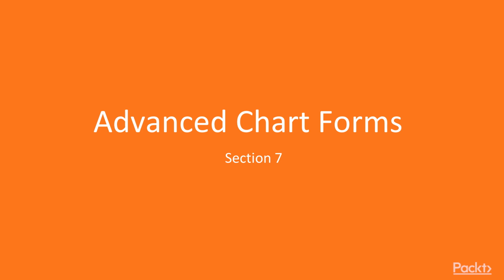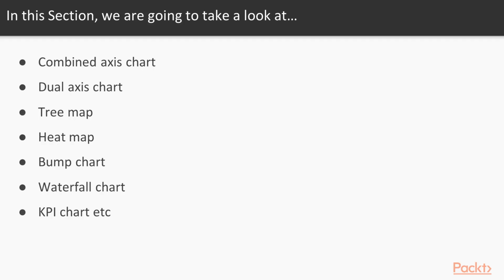Which visualization will help you display the cumulative effect of sequential positive and negative values? How can you compare two dimensions against each other using one of the measure value? This section will help you find answers to the above questions. The section carries demonstrations of chart forms such as combined axis chart, dual axis chart, tree map, heat map, bump chart, waterfall chart, KPI chart, etc.